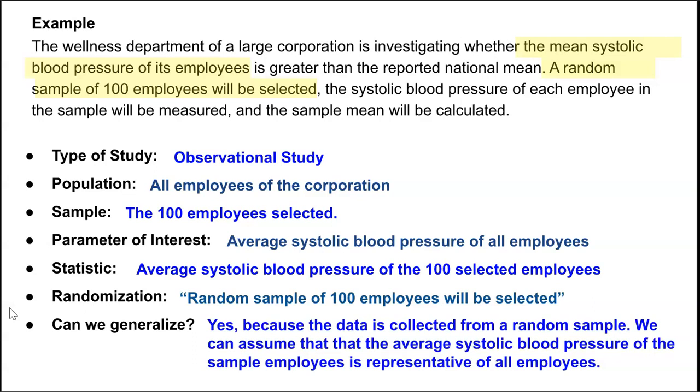Since the employees were randomly selected from the population, it's safe to assume that the sample is representative of the population, and you can generalize the results of the survey to the population, which means that it would be reasonable to compare the average systolic blood pressure of the 100 randomly selected employees to the reported national mean to investigate whether the mean systolic blood pressure of its employees is greater than the reported national mean. All right, that's it for this video. Thank you for watching.